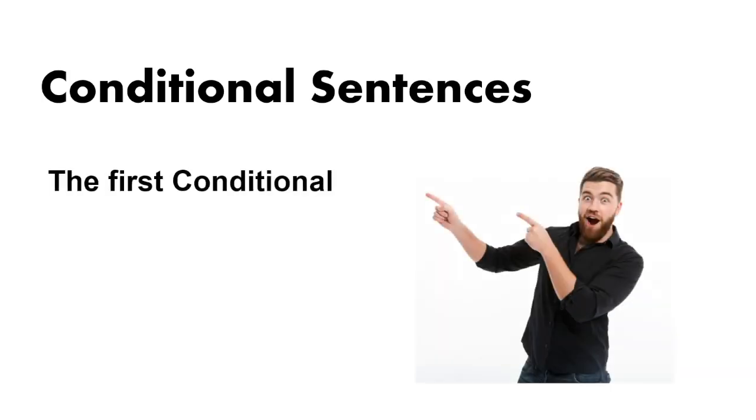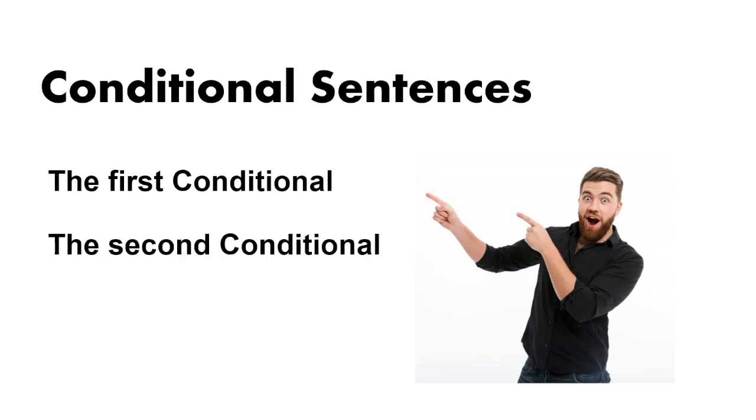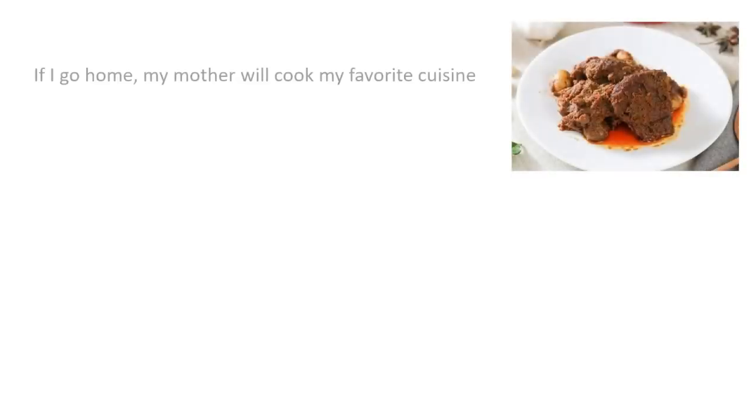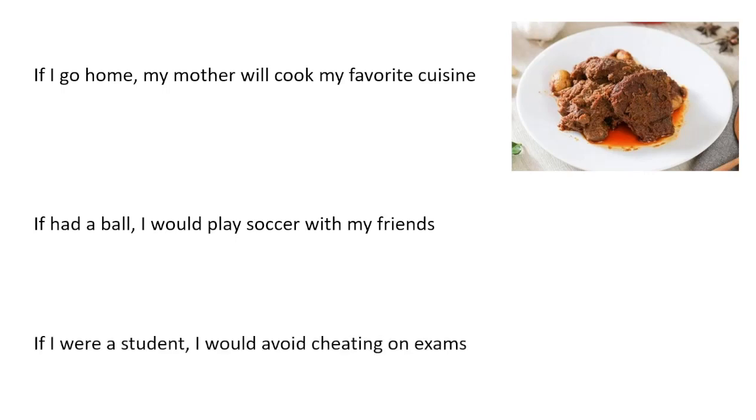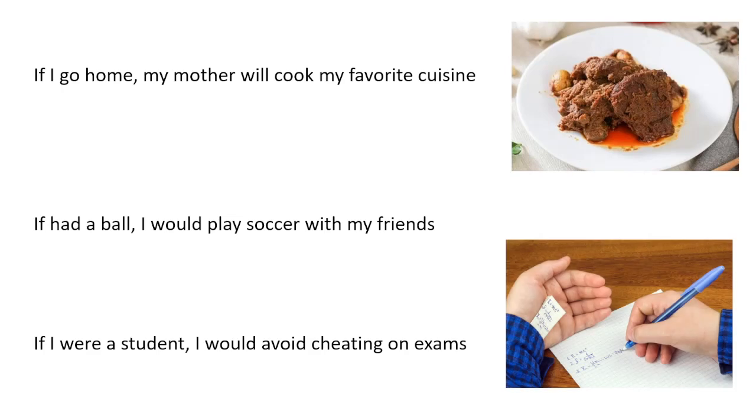In today's lesson, we're going to talk about conditional sentences. First we will talk about the first conditional and the second conditional. Let's look at these examples. If I go home, my mother will cook my favorite cuisine. And second, if I had a ball, I would play soccer with my friends. If I were a student, I would avoid cheating on exams. So these examples are conditional sentences.